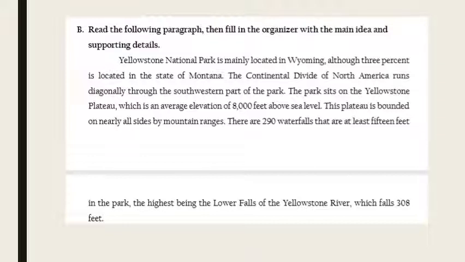There are 290 waterfalls that are at least 15 feet in the park, the highest being the Lower Falls of the Yellowstone River, which falls 108 feet. So when you read this paragraph, ask yourself, what is the heart of this paragraph? What is the main idea? And where can I get it from? I get it from the beginning of the paragraph. And it talks about what? About Yellowstone National Park. So the main idea here is what?